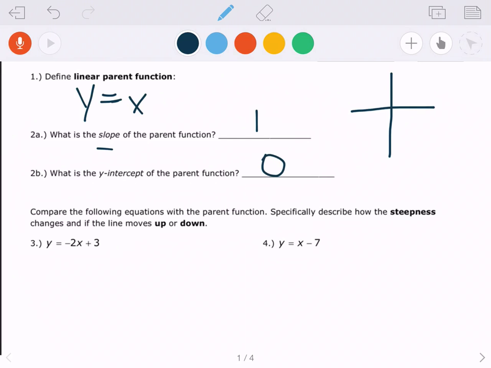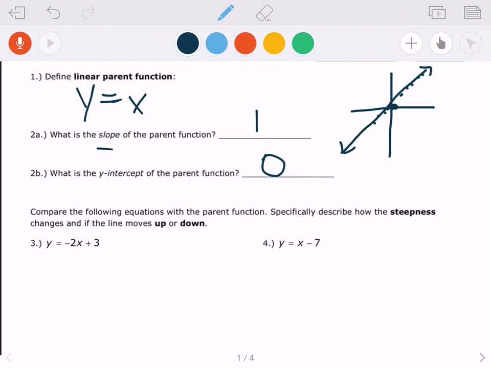So this parent function is very important. This is how we're going to compare the rest of the equations or lines. We're going to compare these all to that parent function. So if I were to just draw a rough graph, your y-intercept is at 0, and then you're just going up 1 over 1. Obviously if I had a coordinate plane here, it would look something like that. Going through the origin, and it has a slope of 1. So up 1 over 1, up 1 over 1, up 1 over 1.